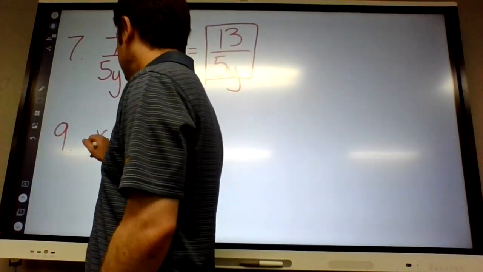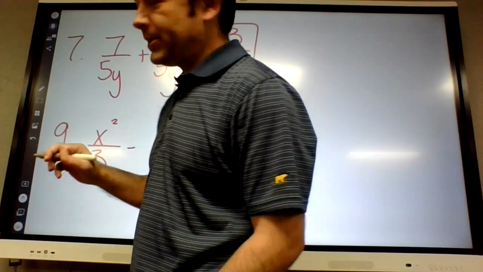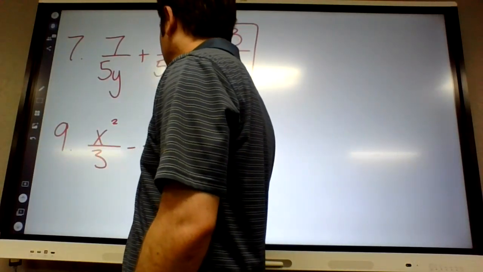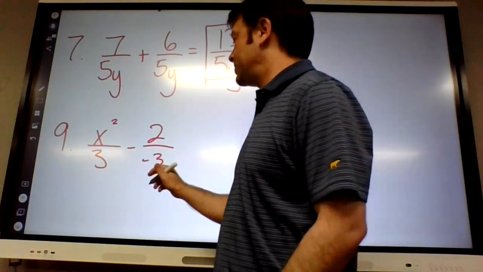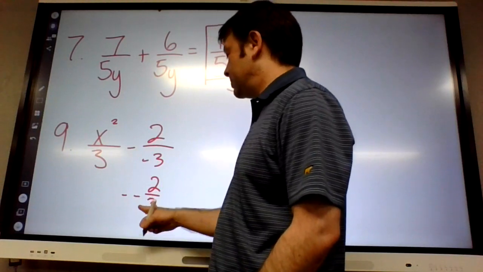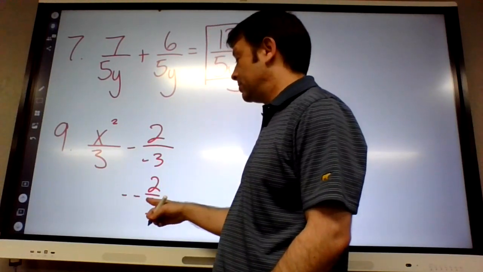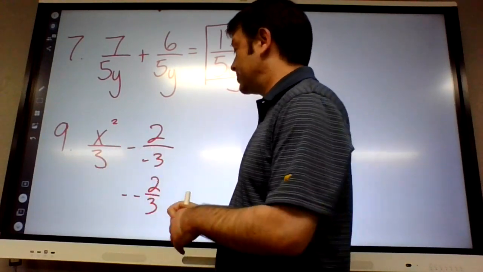x squared over 3 minus. Would you have to? Okay. Yeah. So if you have a negative in this fraction, it's kind of like the whole fraction is negative. So what are we actually doing here? Adding. So it's really like x squared over 3 plus 2/3.